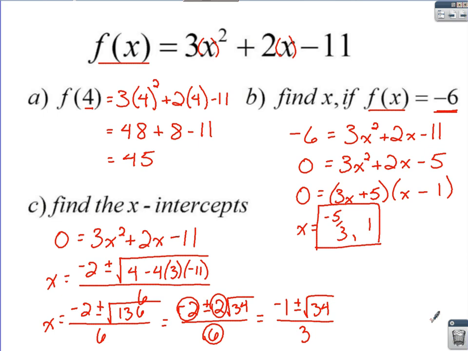So find the x-intercepts. There's going to be 2 x-intercepts, right? We know that because of the plus or minus here. It just turns out in this case that those intercepts are irrational values.